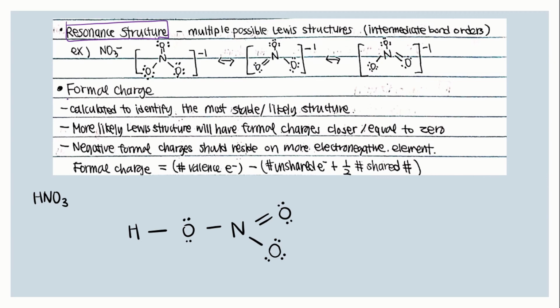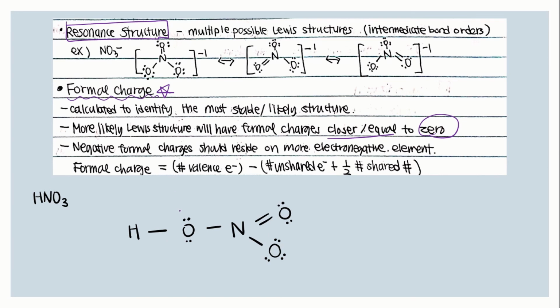Next topic is the formal charge, which is very, very important. You cannot finish the Lewis structure without checking the formal charge. It is calculated to identify the most stable or likely structure that the molecule will have. And more likely, Lewis structures will have formal charges closer or equal to 0. Negative formal charges should reside on the most electronegative element. And formal charge is the number of valence electrons minus the number of unshared electrons plus 1/2 of the number of shared electrons. And I will show you how to do that here.